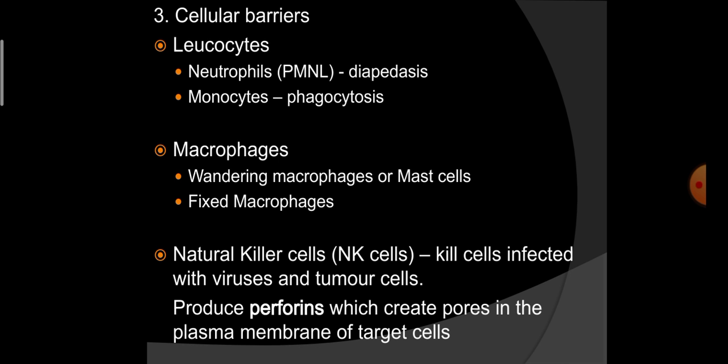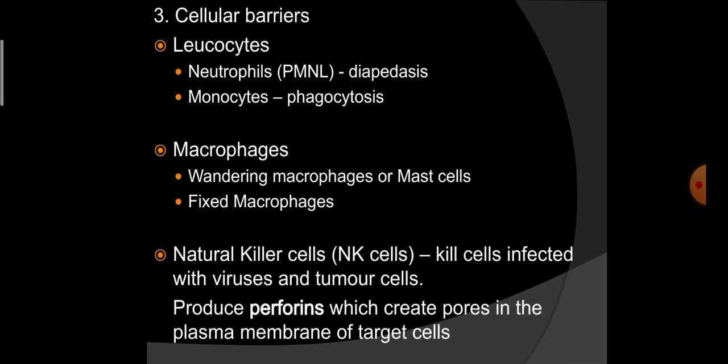Okay, so now coming to the cellular barriers. Cellular barriers, there are a few cells. So these basically are the cells present in the body which act against the pathogens or microbes. Okay, so first we have leukocytes. Leukocytes are nothing but the white blood cells. So we have already studied about white blood cells. They have this defensive mechanism. Yes. So in leukocytes, mainly neutrophils and monocytes act against the microbes.